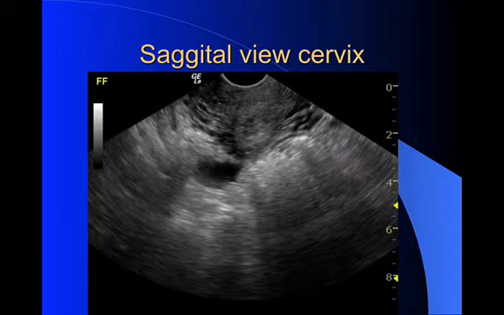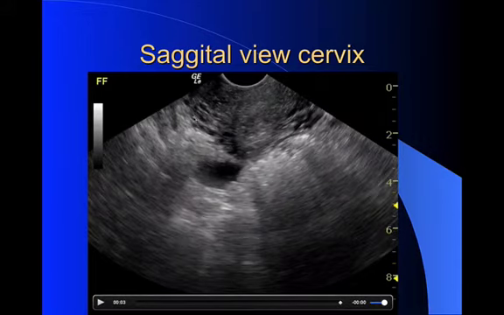Here is a sagittal view of the cervix right in here. And we see a small amount of posterior free fluid in here.